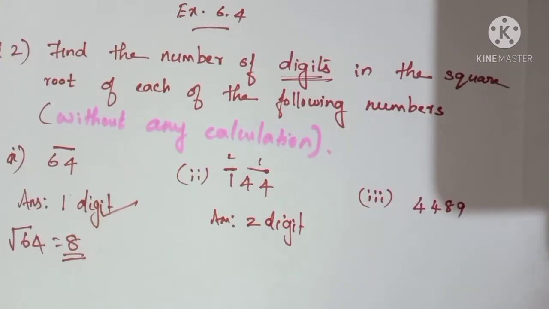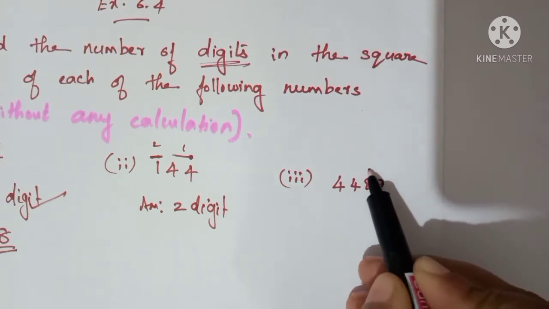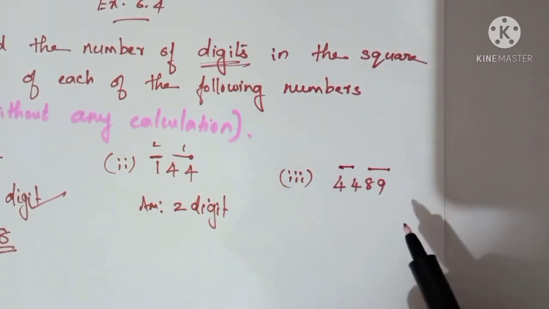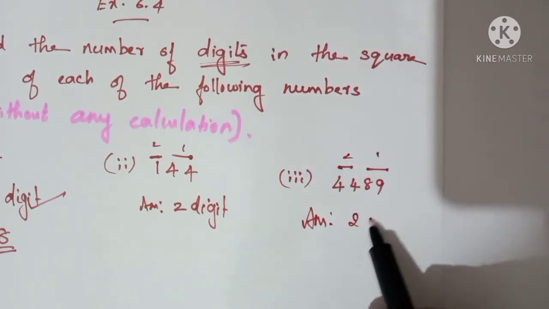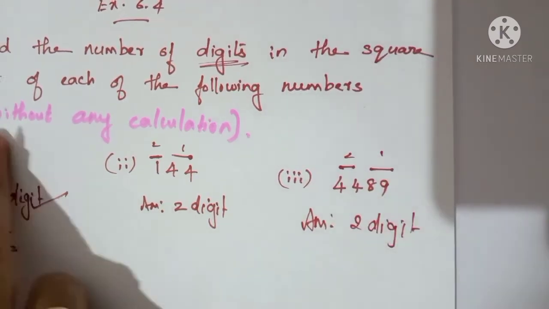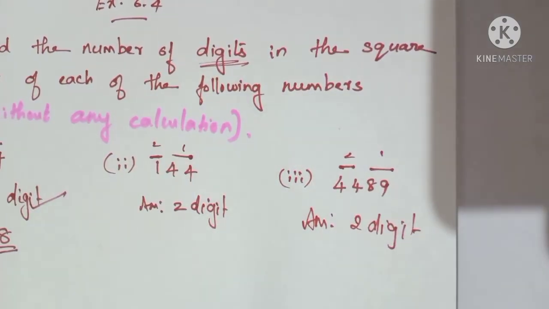Here, can you find out for the third one? We will be pairing from the ones place. So 18 and 1, this is 2 pairs. So the answer is 2 digits here also. So without doing the calculation, this is how we will be finding out. Is it clear, children?